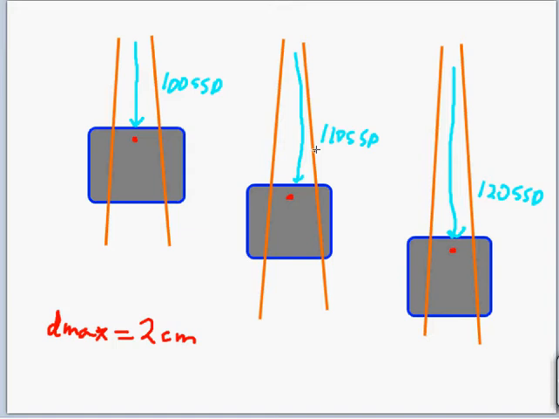All right, so let's say this first phantom here, the one at 100 SSD, we set our monitor units. Let's say this is a 10 by 10 field size. We're at 100 SSD, Dmax, and we set 100 monitor units. We set our ion chamber there, and we measure that we're giving 100 centigray to Dmax for this first phantom. If we move away to 110 SSD, what would we expect to get at Dmax at this point?